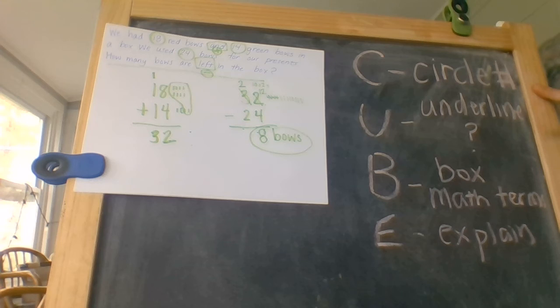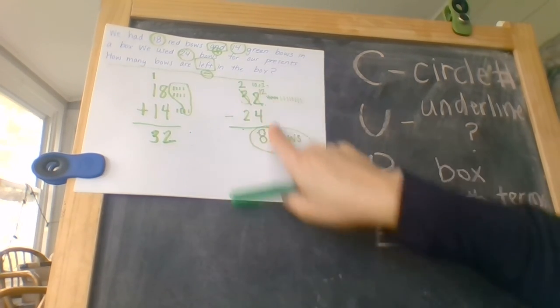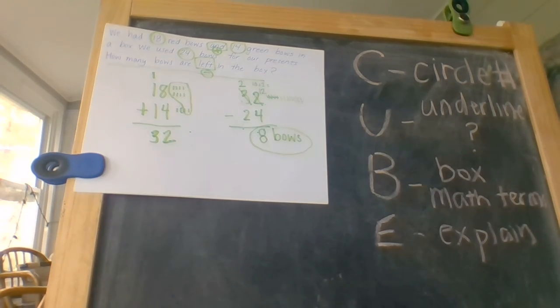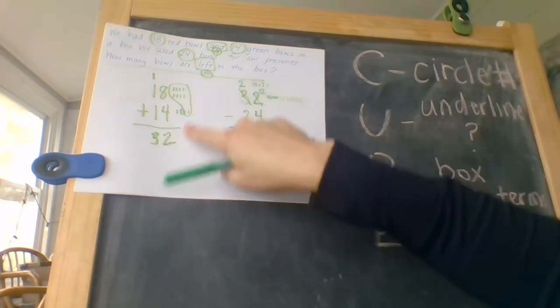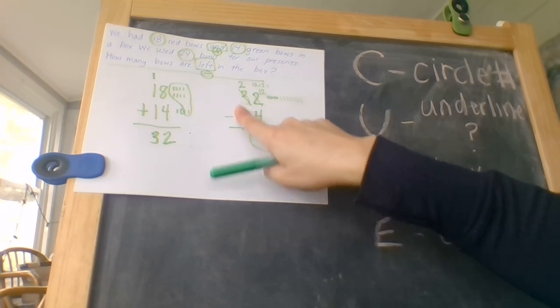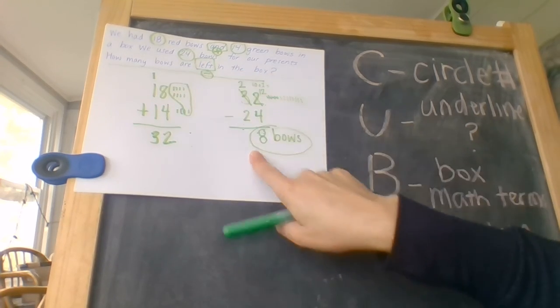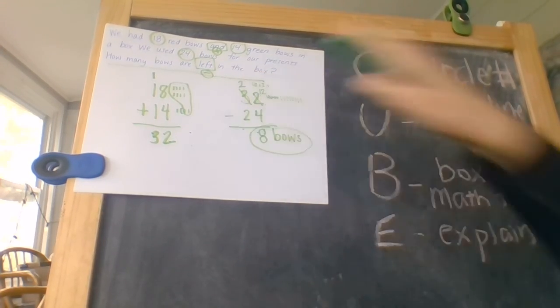I circled my numbers. I've used them all. I underlined my question. I boxed in the math terms. I explained it. I added together to find out my total number of bows. I subtracted what I used to find out how much was left.